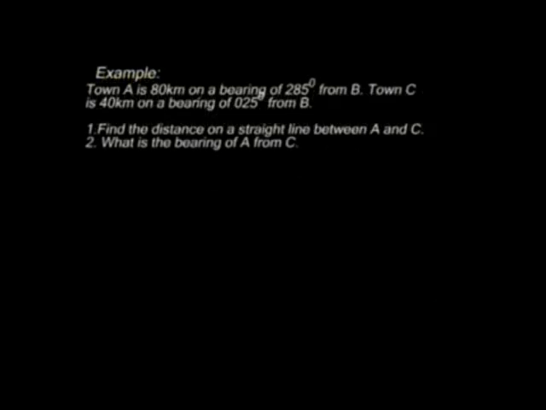Next example, a town A is 80 kilometers on a bearing of 285 degrees from B. Another town C is 40 kilometers on a bearing of 025 degrees from B. Now I want to find the distance on a straight line between A and C and the bearing of A from C. Now it is always good practice to first make a sketch of the information.